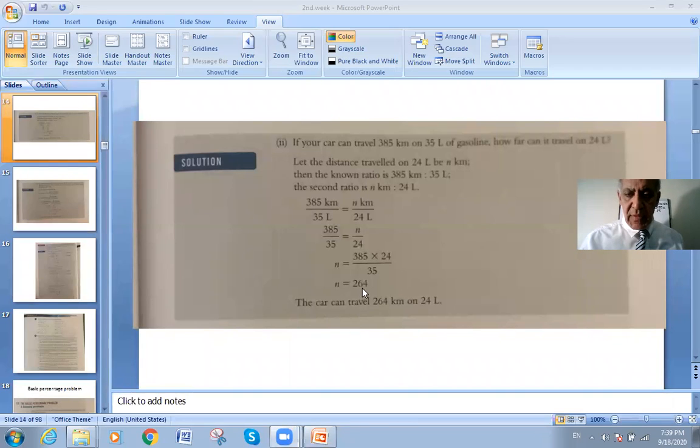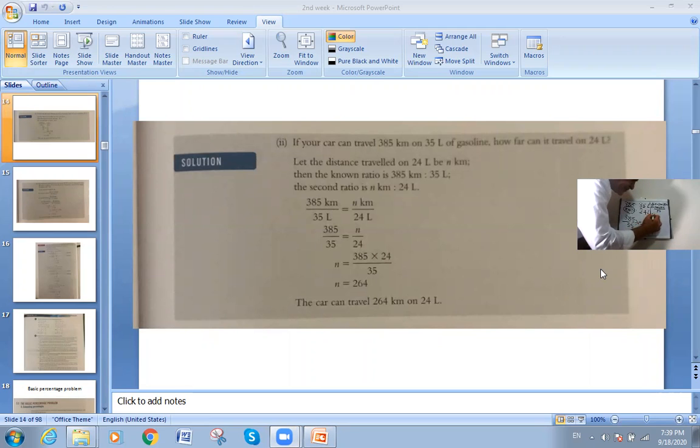Okay, that will give me 264 kilometers. So the final answer will be 264 kilometers. As you see here, this is the only unknown number, 264. Again, from the monitor here in front of you, you can see it now.